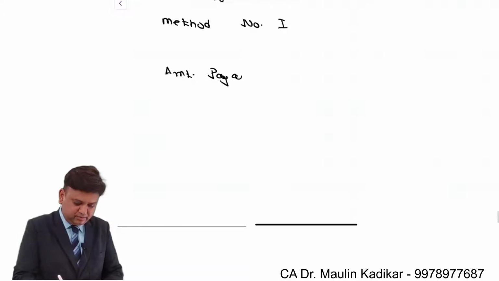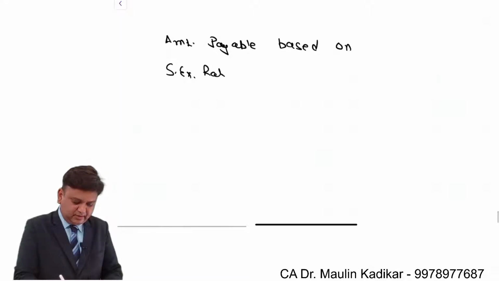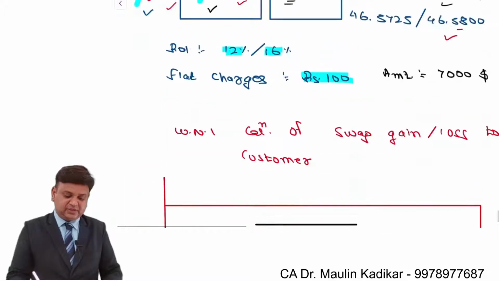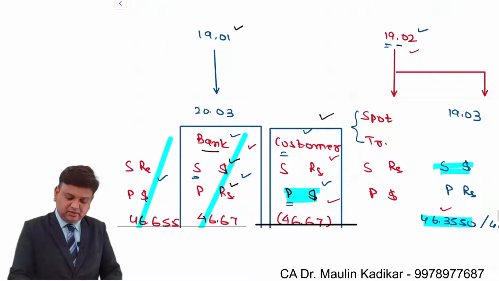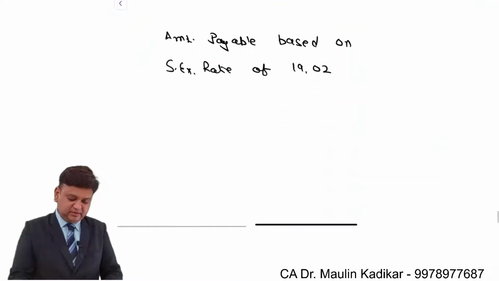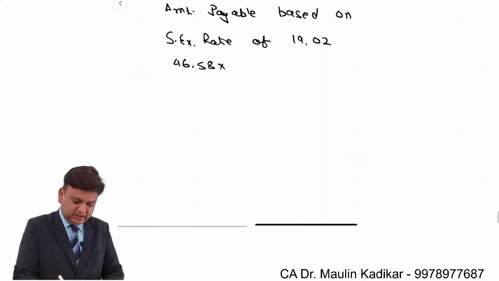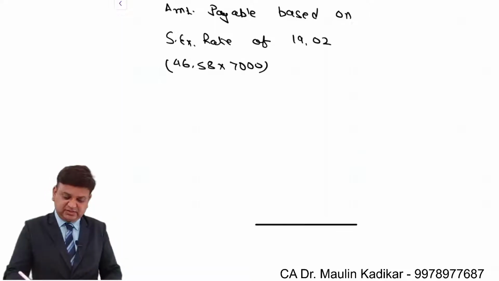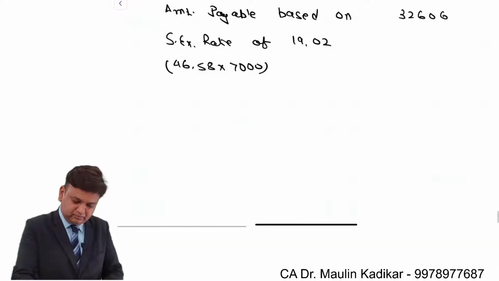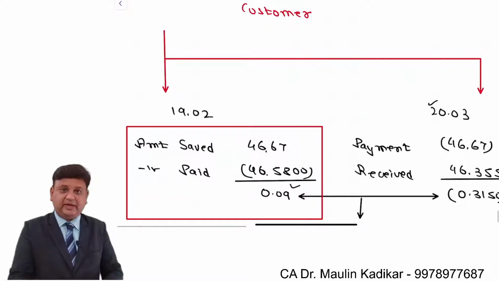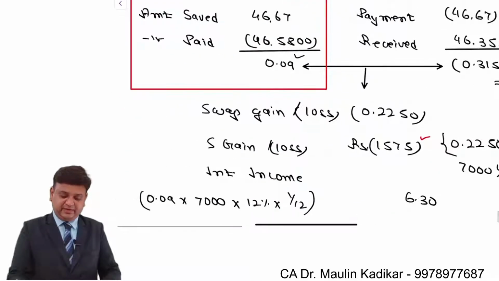Amount payable based on spot exchange rate of 19th of February. That is the date on which actually you purchased the dollar. So on this date, as per the spot rate, you have to pay 46.58. So the amount to be recovered is 46.58 into 7000. That comes to 3,26,060. Plus, you can see that on 20th of March, there is a loss of 31.5 paise.